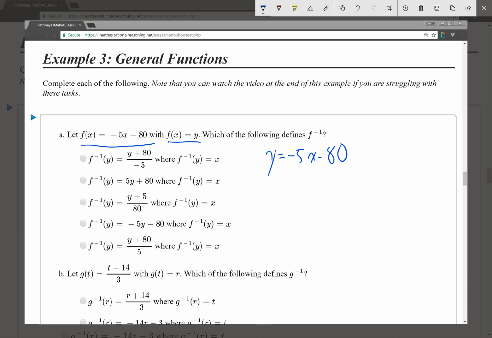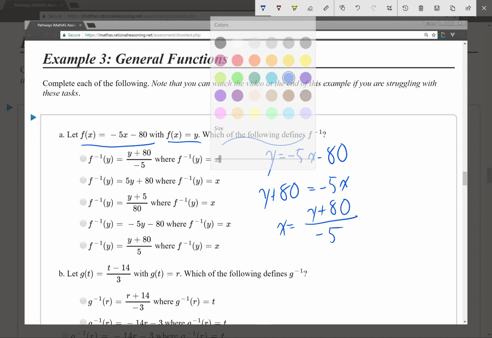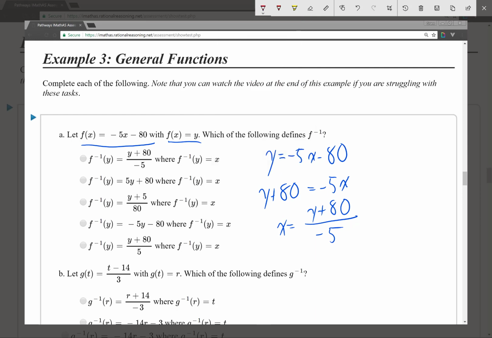So first of all, we'll add 80 to both sides, so y plus 80 is equal to negative 5x. And then we can see that x will be equal to y plus 80 divided by negative 5. Now, the reason we might do this is because we know that f inverse takes as its input a value of y and outputs the corresponding value of x.